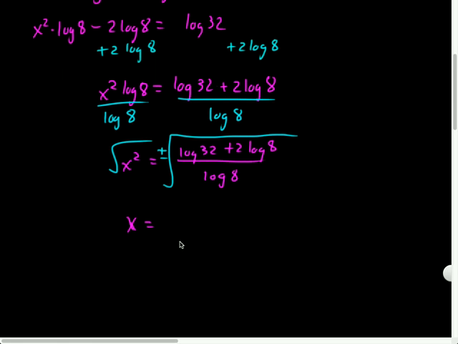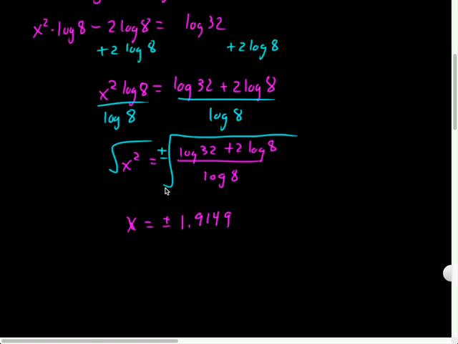And this one's going to be interesting plugging into a calculator, so I will do the square root of parentheses, log 32, close those parentheses, plus 2 log 8, double close parentheses, so I've got this entire numerator, and then divide by open parentheses, log 8, double close parentheses. Oh, that was not divide on my calculator, that was multiply. So divide, and I get x is equal to 1.9149, and that plus or minus would be in front of it.